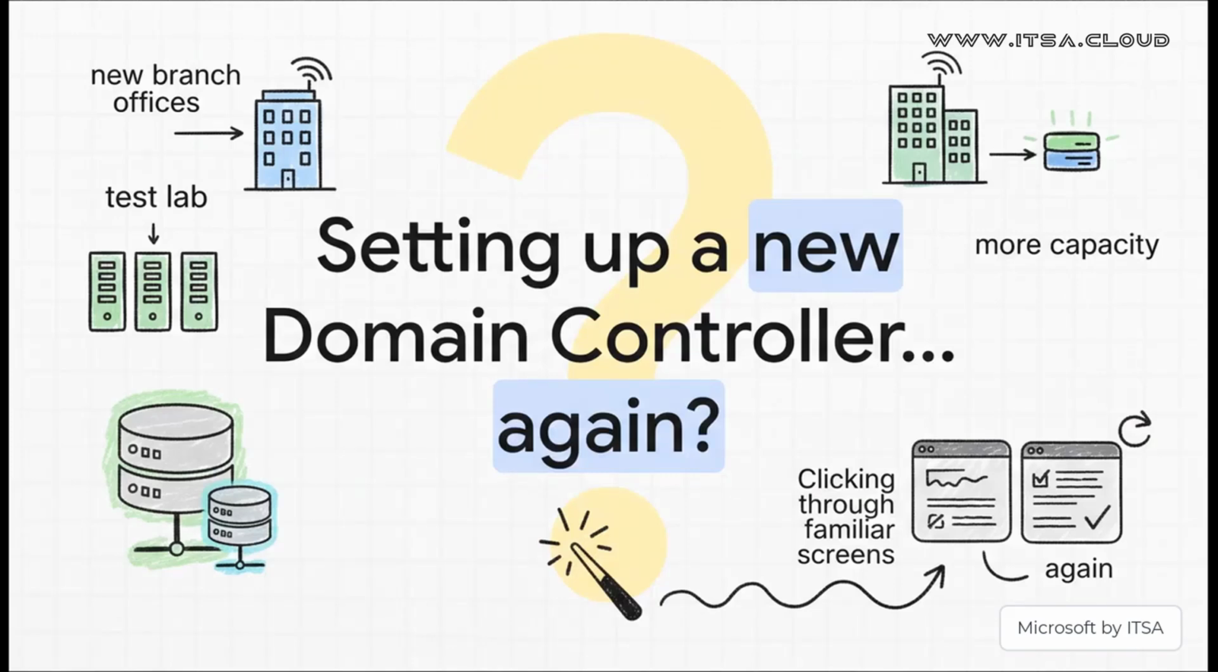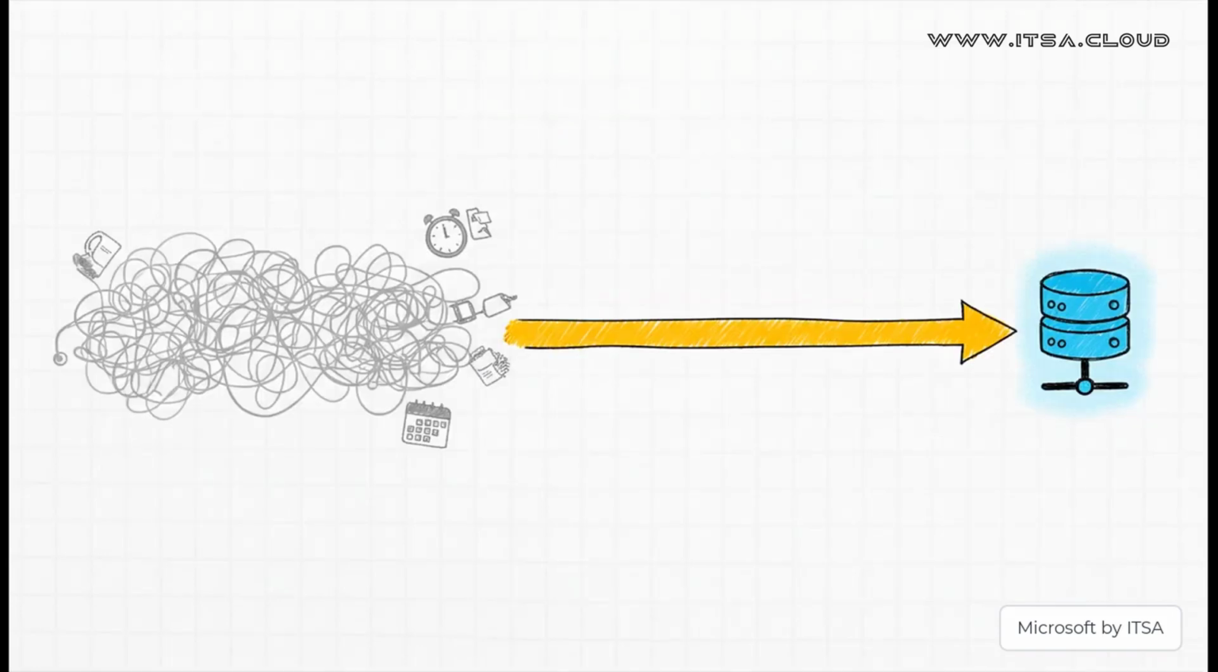Look, if you're an IT admin, you know this feeling. You know it in your bones. A new office opens up, or maybe you just need a new test lab. And what does that mean? It means you have to fire up that wizard and click through all those screens to set up a new domain controller again. The sigh is practically audible. Well, what if that whole tedious manual process was about to become a relic of the past? Because with Windows Server 2025, there is a much better way to do this.